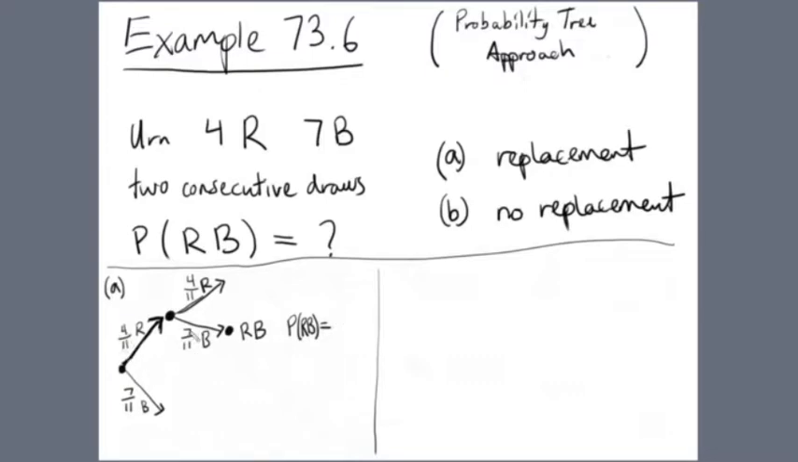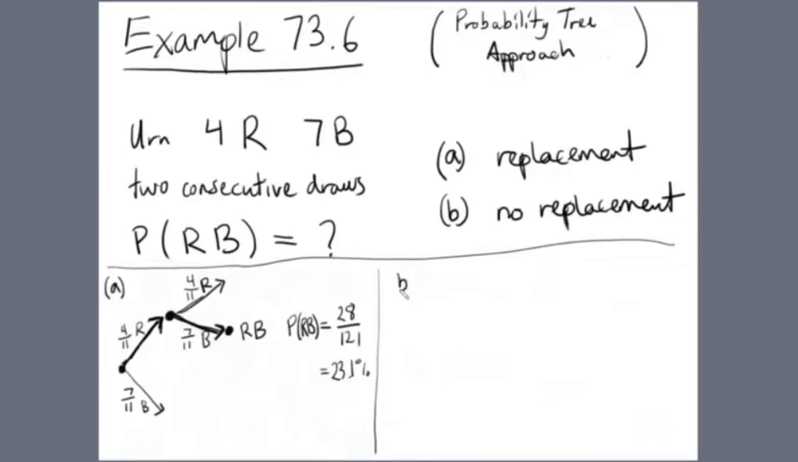4 over 11 times 7 over 11, which gives us 28 over 121, which is, using a calculator, 23.1%. And there we have the probability of drawing a red on the first draw and a blue on the second draw is 23.1%, or 28 over 121. So we could have created the entire tree here, but we only needed to investigate the branches that we knew we were going to be following.